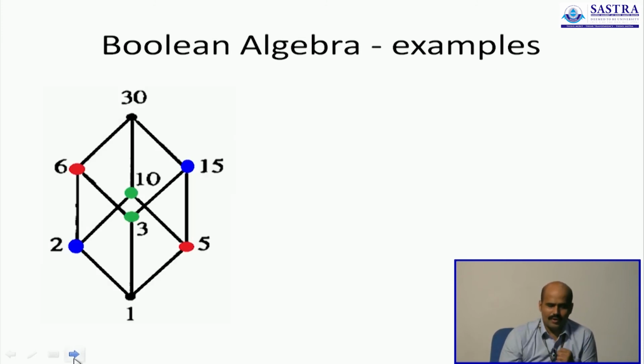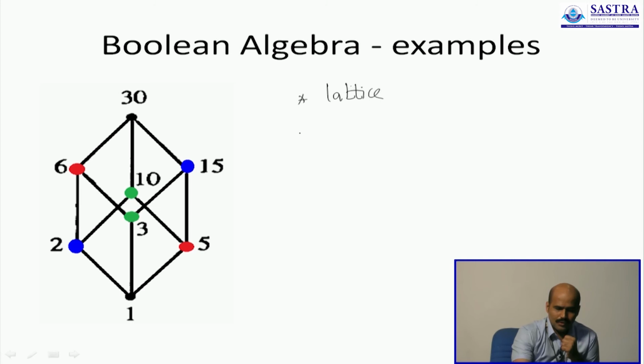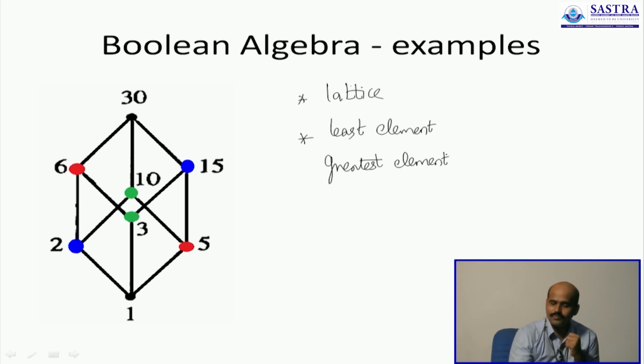Here, we already saw that this is, first of all, a lattice. Second, it is bounded: it has a least element in 1 and a greatest element in 30. You can verify that it is distributive. However, you also find that it is complemented.